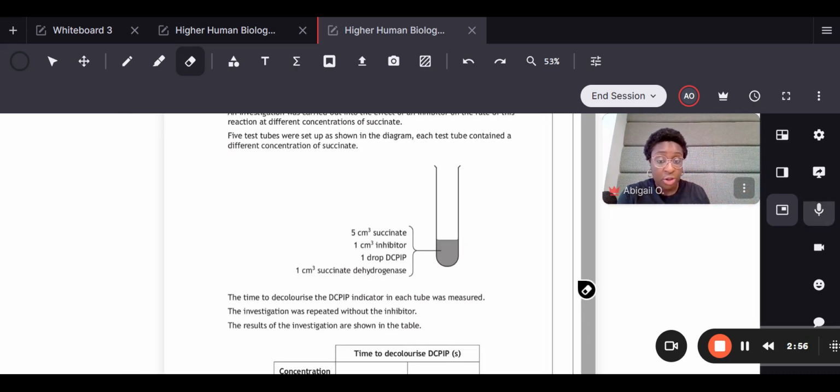So if we look at this question, they've told us about the volume of succinate, which is our substrate. They've told us about the volume of our inhibitor. They've told us about how much DCPIP they're trying to put in, 1 drop. And they've told us about the volume of the succinate dehydrogenase. They haven't told us about temperature. They haven't told us about pH. However, they will need to be controlled in order to have a valid experiment. So for this mark, we could say control the temperature, control the pH.